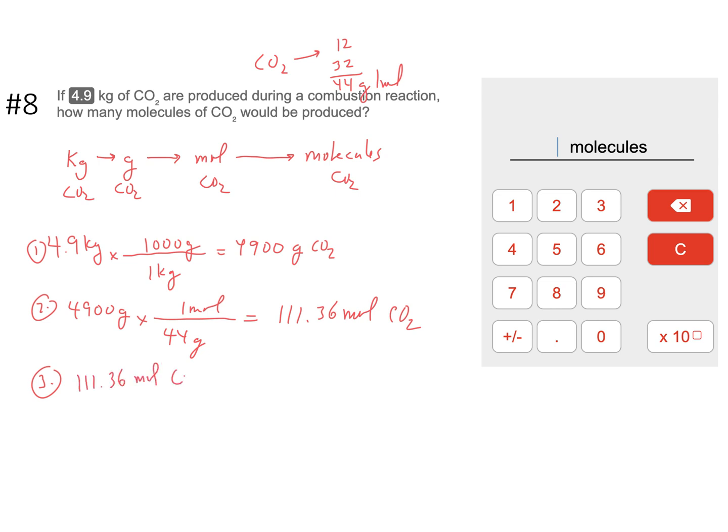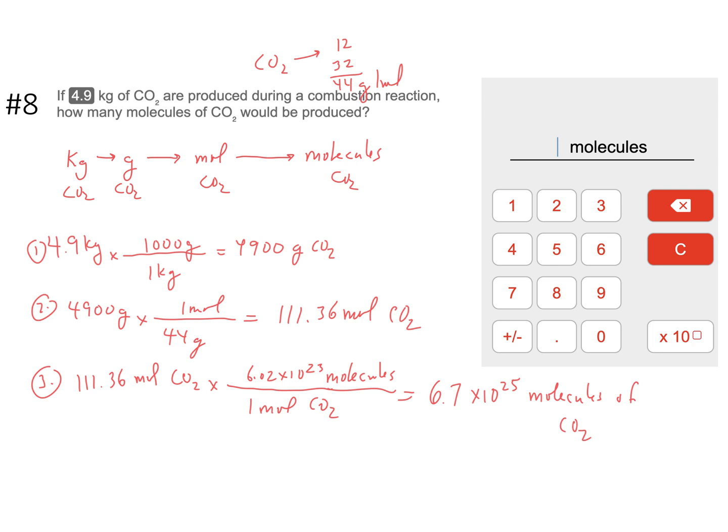Now I can find molecules. I have 111.36 moles of CO2. Avogadro's number tells us that for any 1 mole of anything, I need 6.02 times 10 to the 23 molecules. And so that brings me to about 6.7 times 10 to the 25 molecules of CO2.